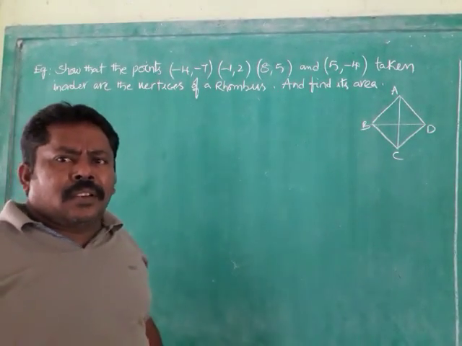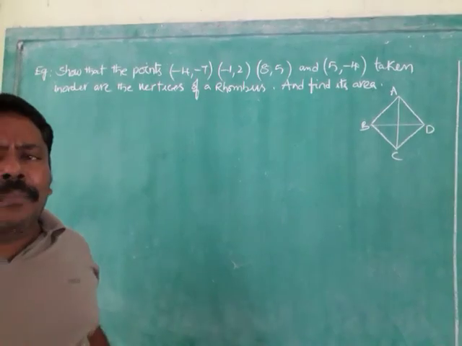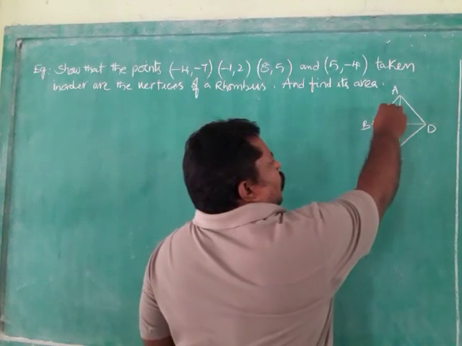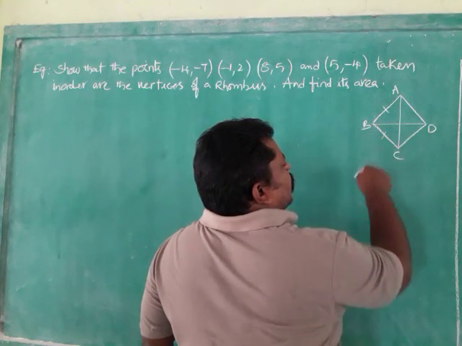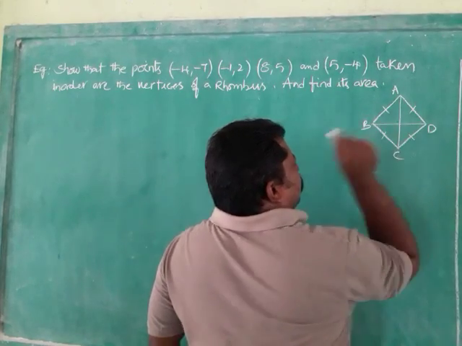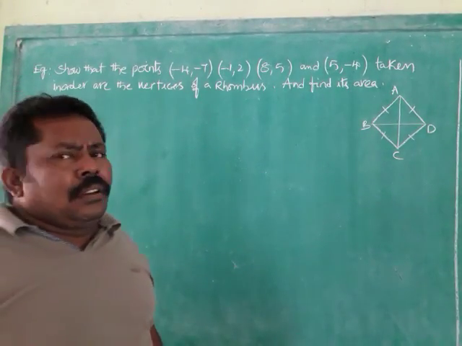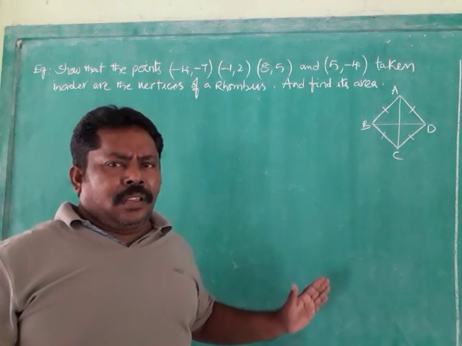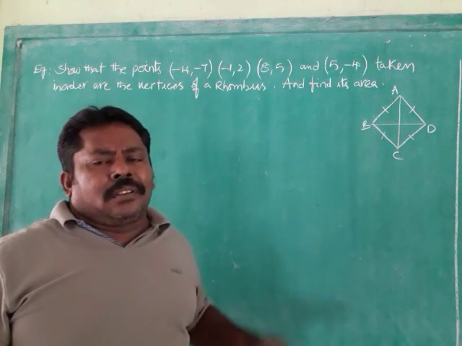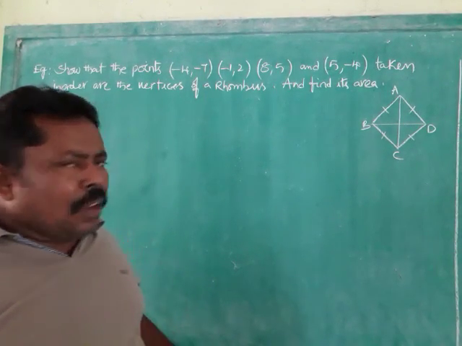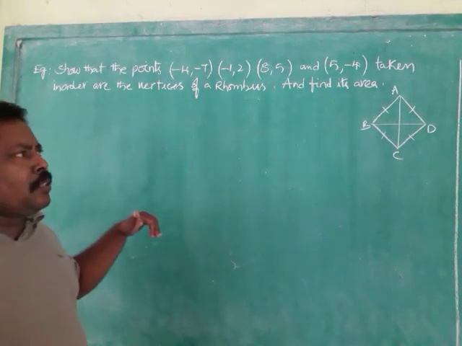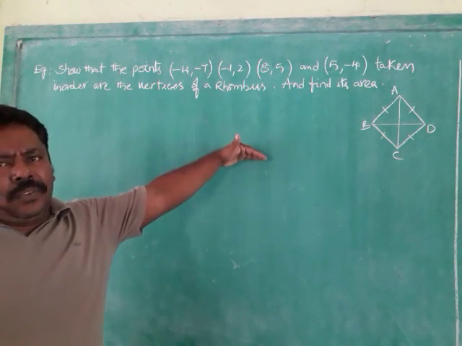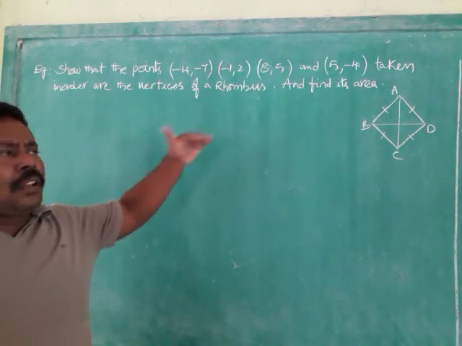We know the properties of a rhombus. What are the properties of a rhombus? In a rhombus, all sides are equal: AB distance, BC distance, CD distance, DA distance are equal. Not only that, diagonals bisect each other perpendicularly, and diagonals are not equal. Now in this problem we are going to prove that all sides are equal and diagonals are not equal. It is enough to prove it.